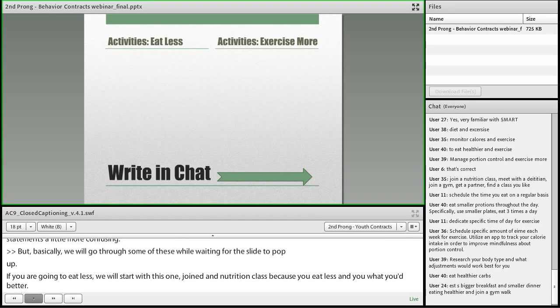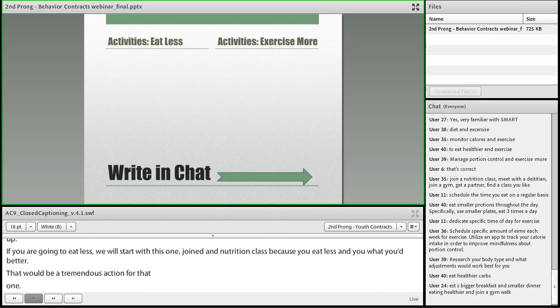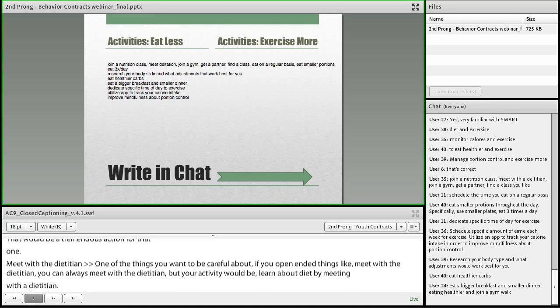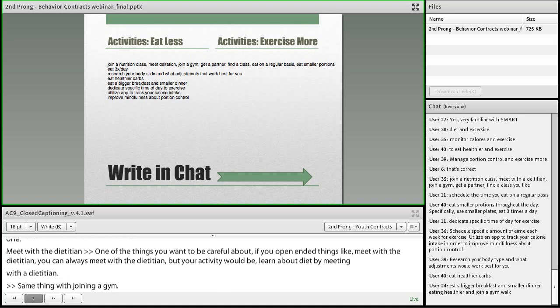One of the things that you want to be careful about, if you just have some open-ended things like meet with a dietitian, well, you can always meet with a dietitian, but your activity would be learn about diet by meeting with a dietitian. Same thing with join a gym for exercise more. You can always join a gym, but I've joined lots of gyms, and then all of a sudden I go there and they tell me my membership's expired. I've never been there. So it's actually go to a gym regularly. You're looking for very specific activities like that.